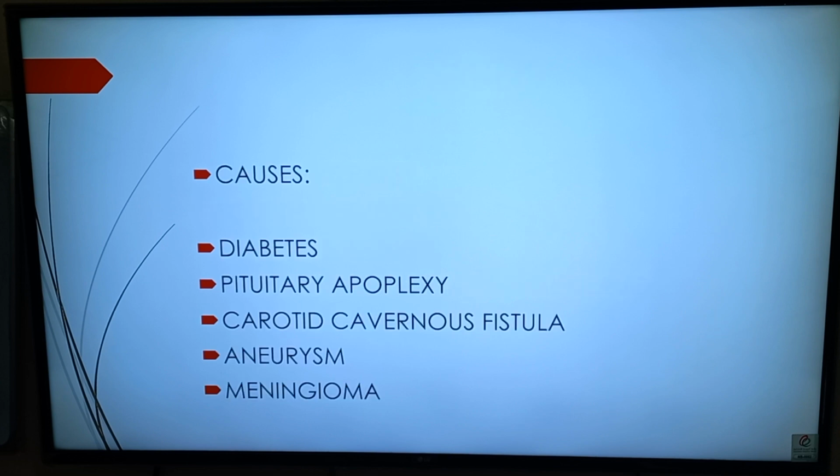Causes can be diabetes, pituitary apoplexy. Pituitary apoplexy basically is either hemorrhagic, where there's a hemorrhage inside the pituitary gland, or there is infarction of the pituitary gland, and there's also one syndrome, Sheehan syndrome, in which the blood supply of the pituitary gland gets compromised, and then it ultimately affects the pituitary, and since it is lying just above the nerve, it can cause symptoms of oculomotor nerve injury. Besides this, there are carotid cavernous fistula, aneurysm, and meningioma.